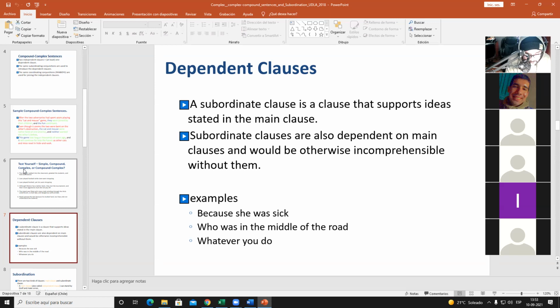Examples. We have three different examples, right? Because she was sick, who was in the middle of the road, and whatever you do. And then you can see how those different dependent clauses are different in the way in which they are being written, not because of the words, right? But because of the pattern. But we're going to review them later on.